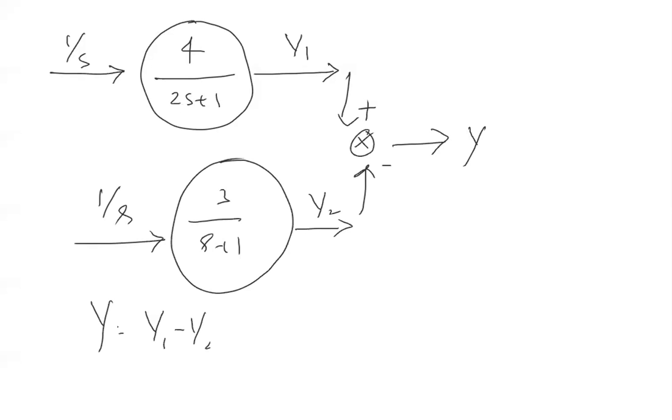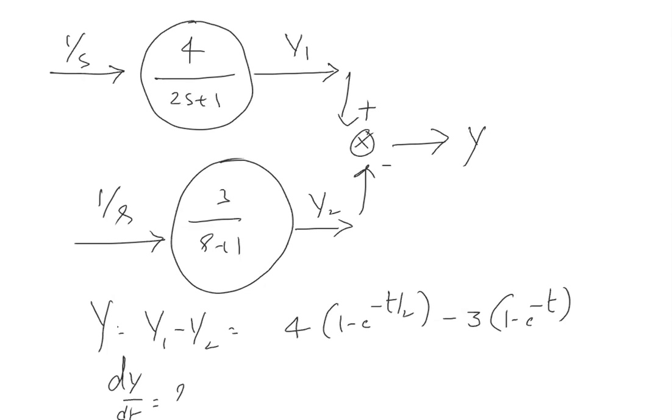So we have already solved y1. y1 is 4 into (1 minus e power minus t by 2) minus 3 into (1 minus e power minus t). This is y. Can you calculate what is dy by dt and what is y of infinity? Always for plotting the response, you calculate these two. dy by dt at time t equal to 0.